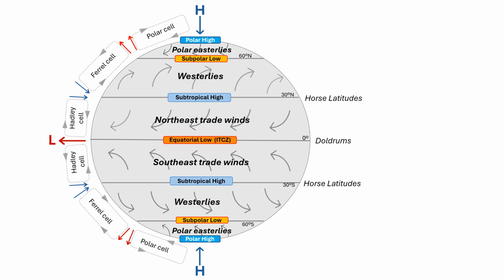And here is just another map reminding you where our winds are. We have our polar easterlies, westerlies, northeast trades, southeast trades, westerlies, polar easterlies, and then our horse latitudes and our doldrums.